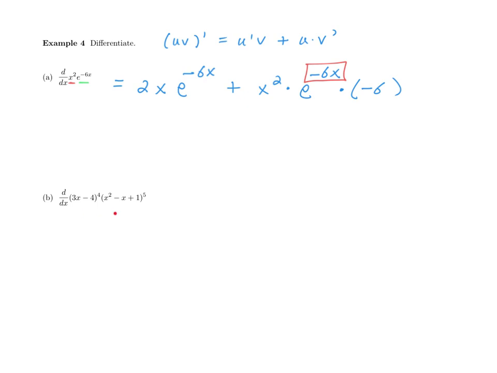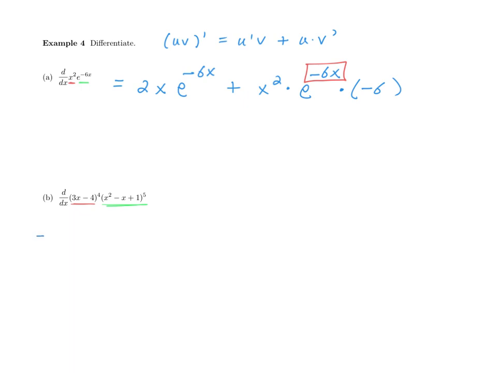What about here in part B? Again, we have a product of two functions. We have this (3x minus 4) to the fourth times (x squared minus x plus 1) to the fifth. So again, we're using the product rule. But also, in each part, there's a composition. So I'm going to have to use the chain rule twice.